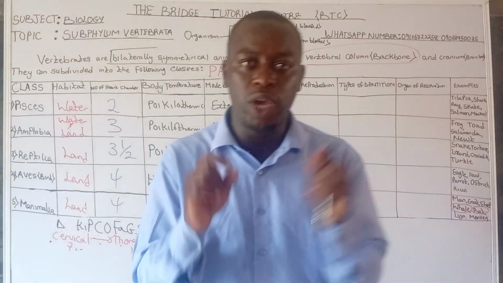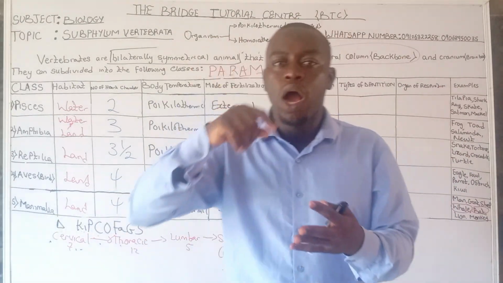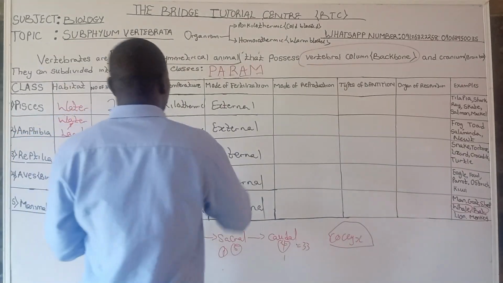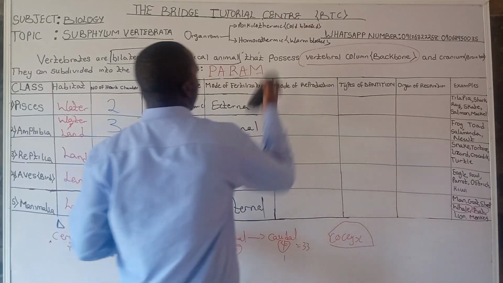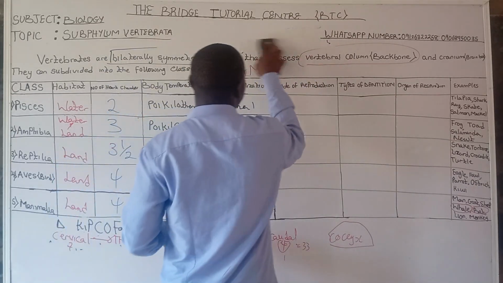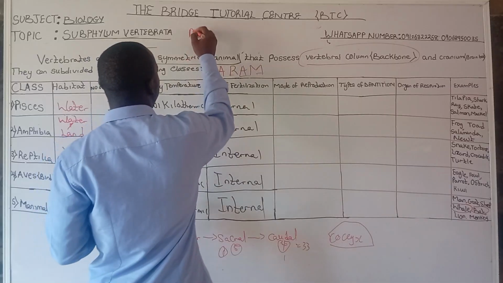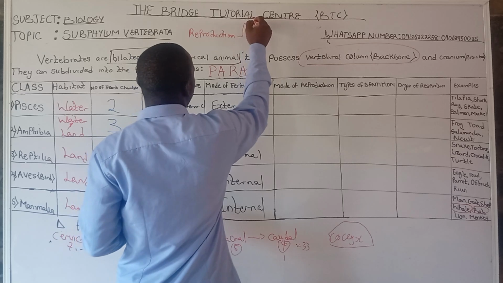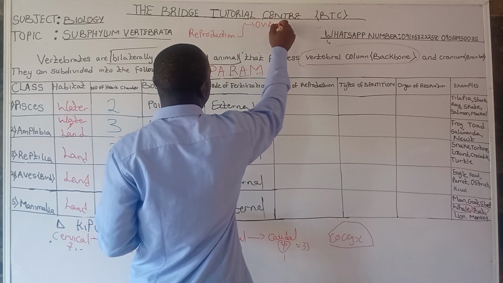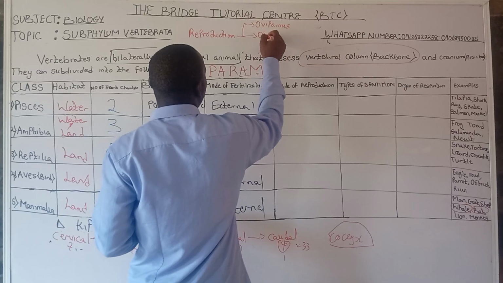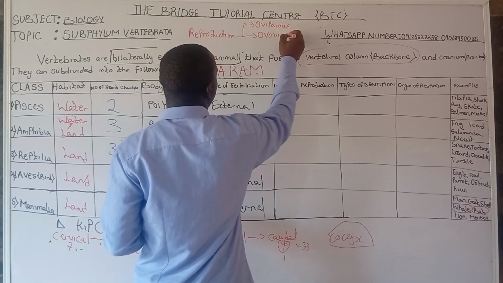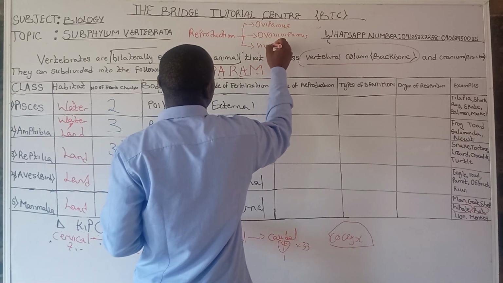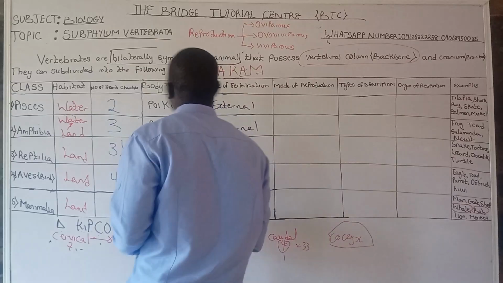From using the mode of reproduction, we can have oviparous animals, ovoviviparous animals, and viviparous animals. When you are talking about the mode of reproduction, the first one is the oviparous animal. Don't forget oviparous animal. The next one is ovoviviparous animal, and the last one is viviparous animal. So don't forget about those three.